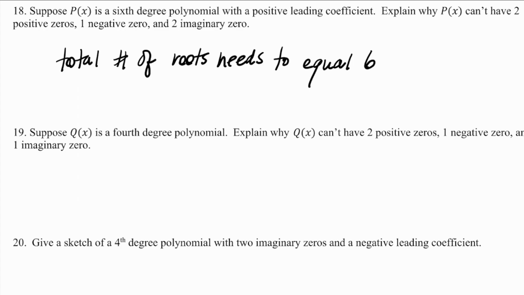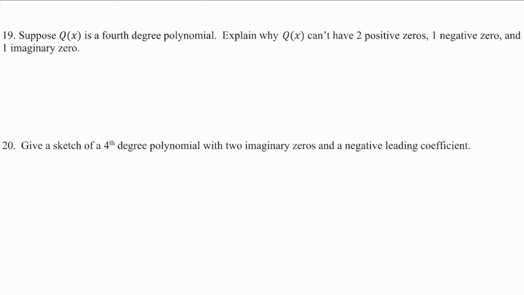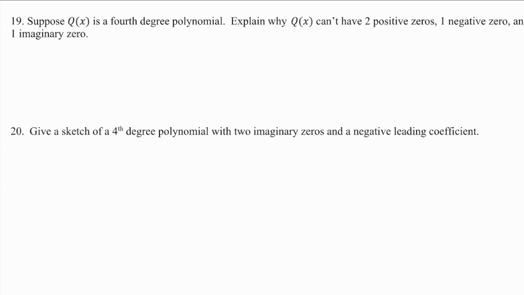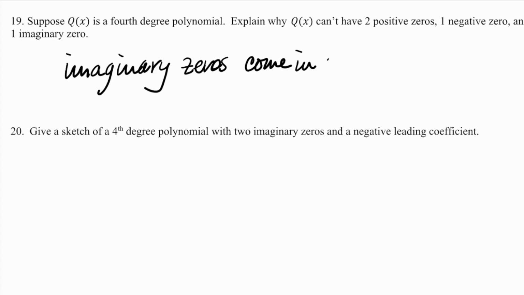So, if Q is a 4th-degree polynomial, why can't it have 2 positive, 1 negative, and 1 imaginary? Oh, it's the 1 imaginary. Imaginary zeros come in pairs, I guess provided that the original polynomial has real coefficients. So, if you were thinking, well, what if Q didn't just have real coefficients, then I guess that could be possible as well. Yeah, if we allowed Q to have imaginary coefficients, that could happen. But if Q is going to have real coefficients, then imaginary zeros will come in pairs.